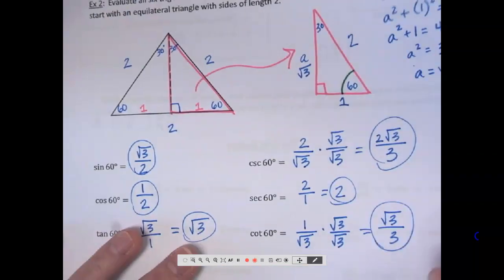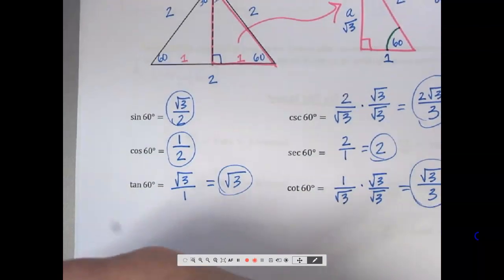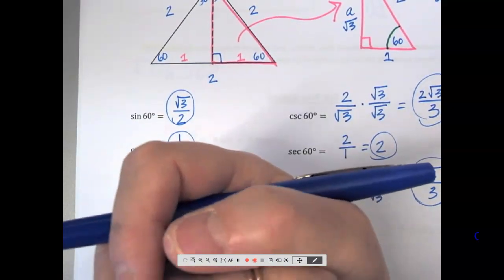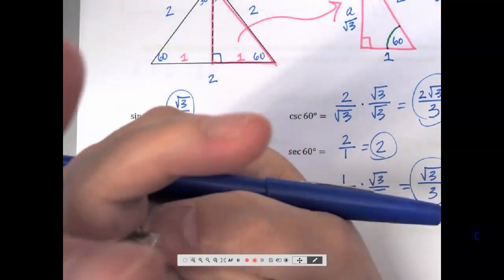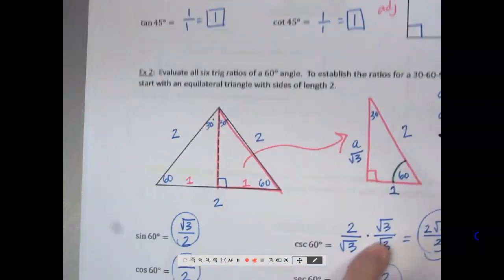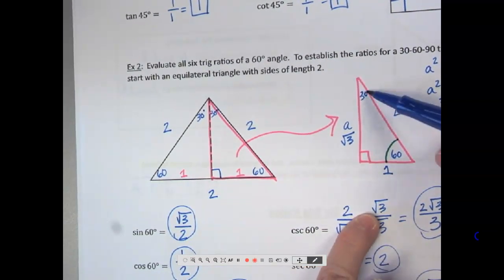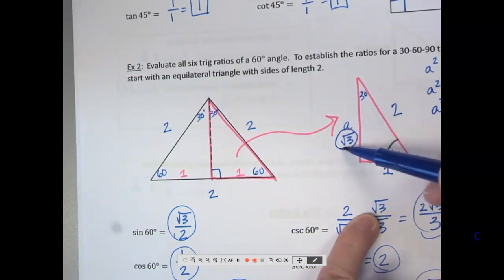Okay, let's look at the 30, 60, 90. What happened? Do you remember in a triangle, the shortest side is opposite the smallest angle? And the biggest side is opposite the biggest angle? So that's why the hypotenuse is always the biggest. It's opposite the biggest angle. The shortest side here is opposite the smallest angle. Square root of 3, how much is that?